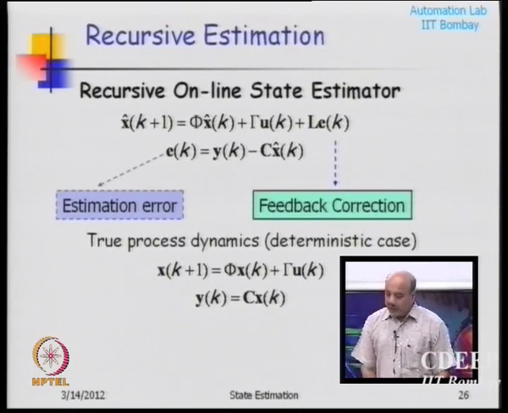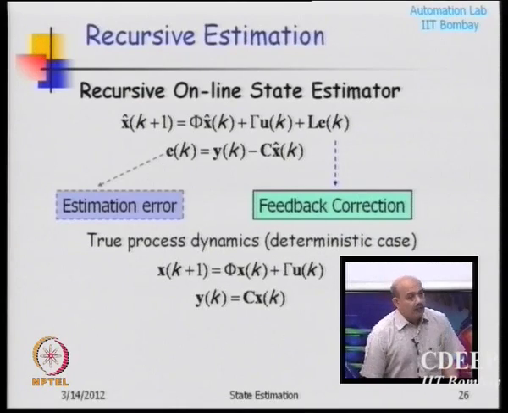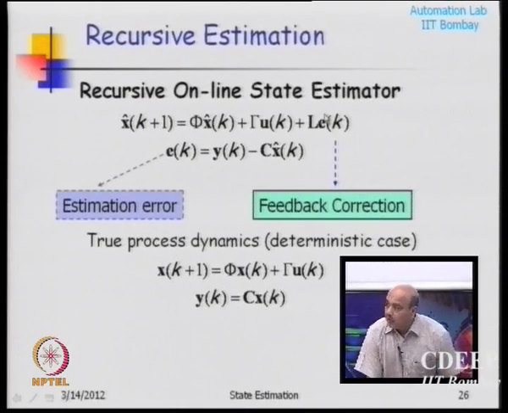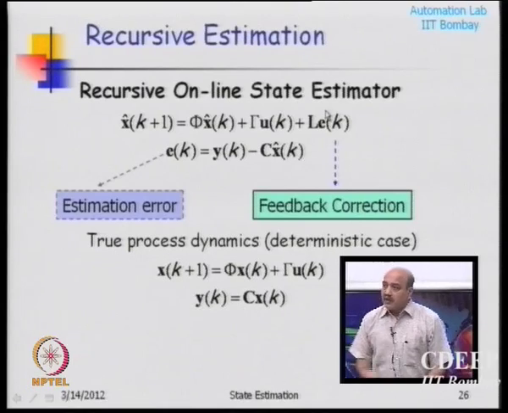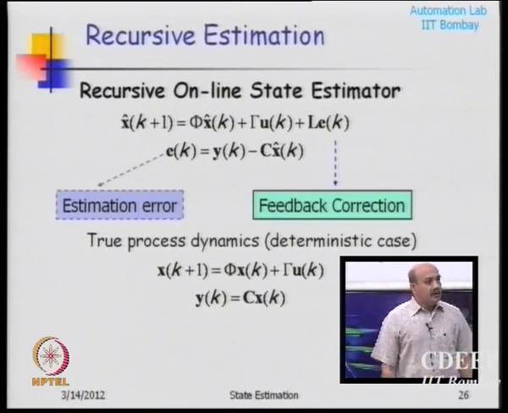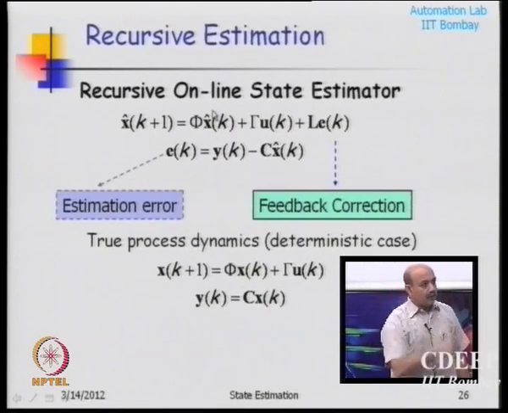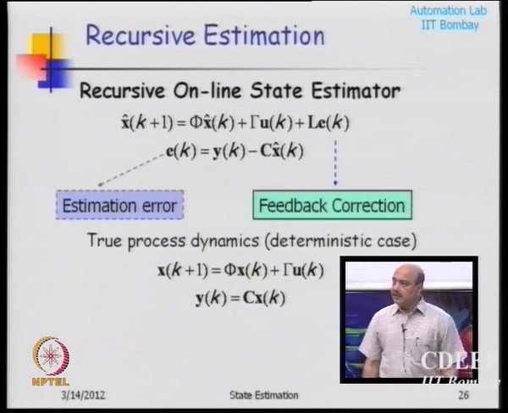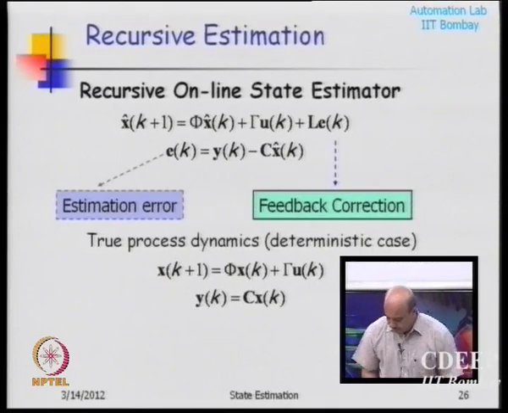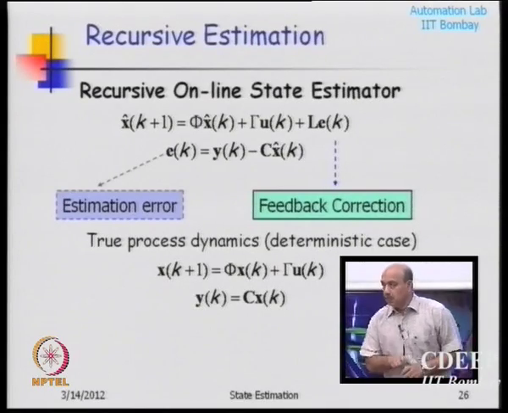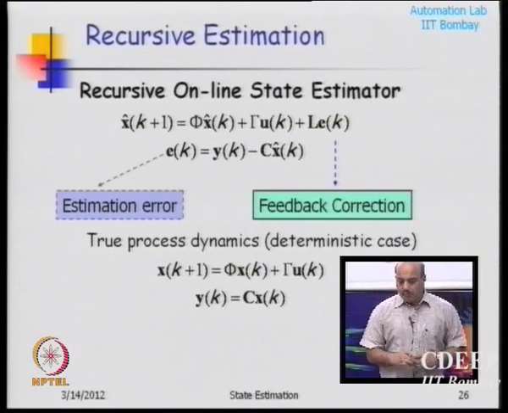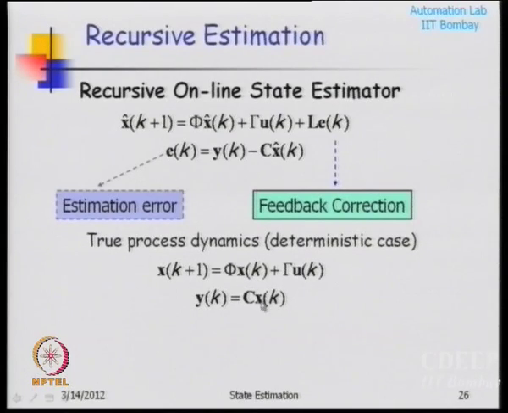Now, what I should do is, how does the error behave now? I have added one more thing here. Okay, what is the dynamics of the error? Can you derive? Just subtract this equation from this equation. Just find out the state dynamics. What is the new state dynamics? Just remember that this Y can be written as Cx.